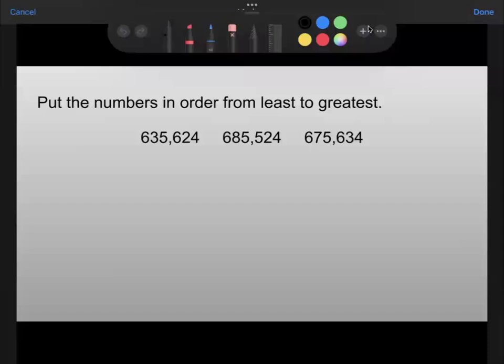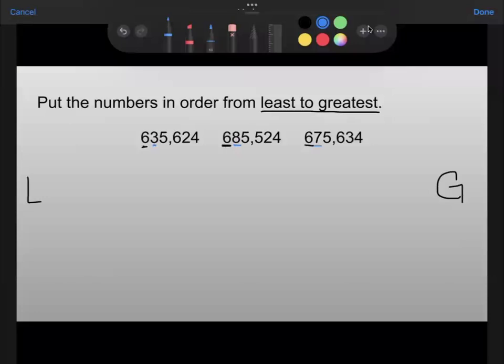Okay, so we're going to put these numbers in order, but this time we're going from least to greatest. So I'm going to put the L for least over here and the G for greatest over here. Okay, let's start looking through their place values and see what order we find. 6, 6, and 6, all in the 100,000s place, so that's all the same. In the next one, we have 3, 8, and 7. Okay, so those are all different.